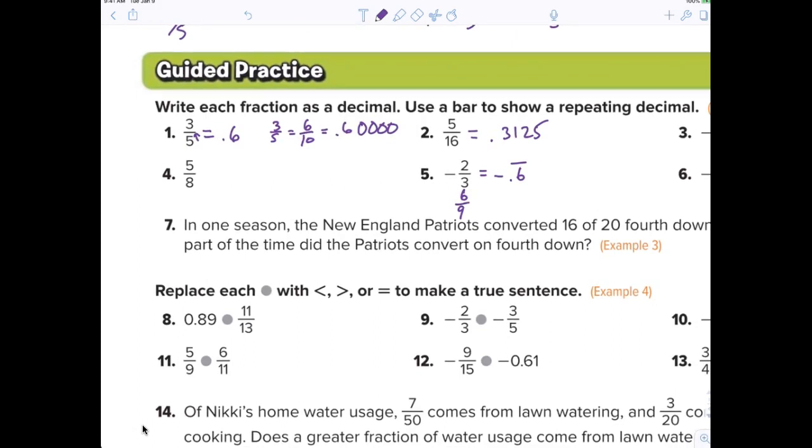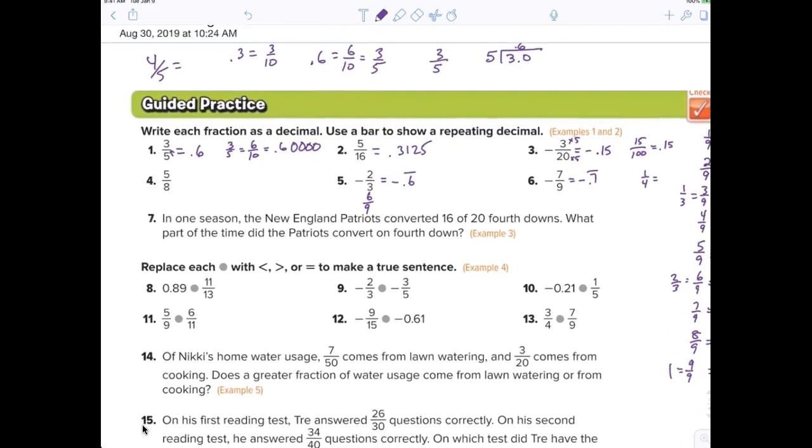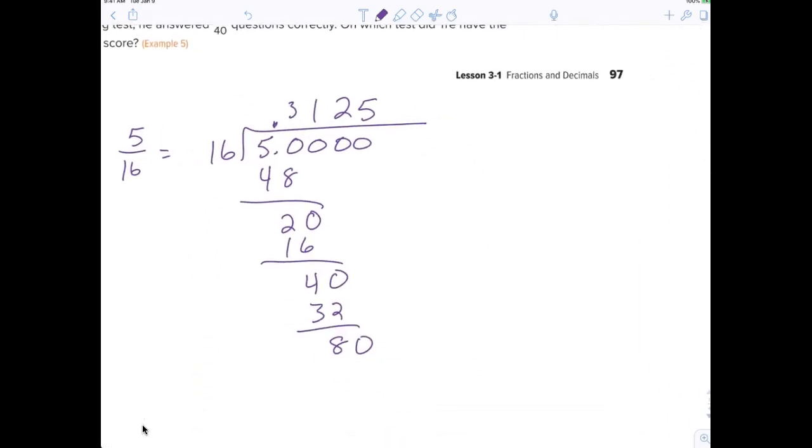If you're having trouble with the division, you would do what? You would tell me you're having trouble with the division. That's what I need from you guys. And I understand it's been a long time since we've had to do this division. All right? So now let's practice. We got to do what? 5/8, right? So here we go.